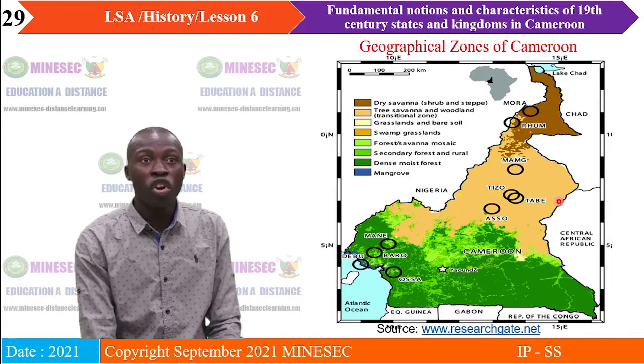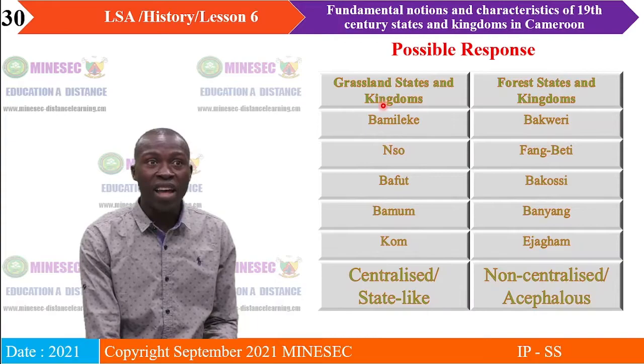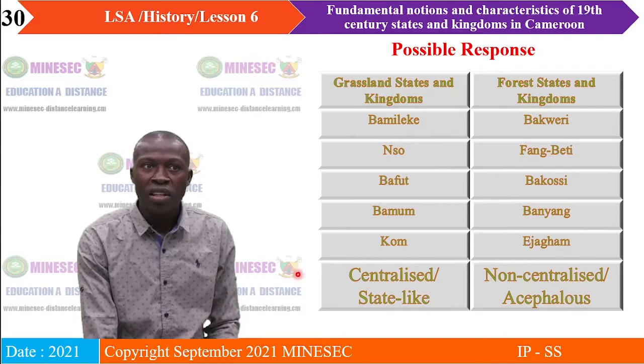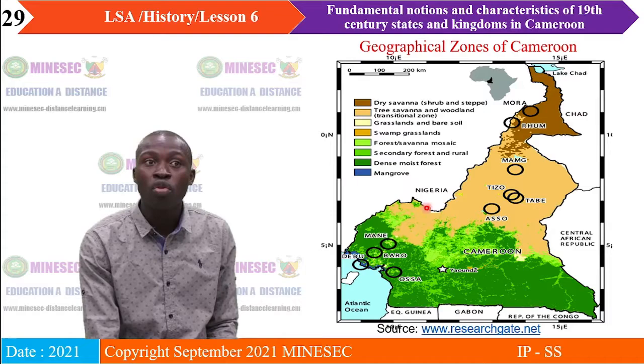So in this respect, what connection can we make? We realize that the Bamileke, the Nso, the Bafut, the Bamum, the Kom, the Lamidats and others, which constitute principally centralized or state-like societies, are found within the grassland areas of Cameroon.